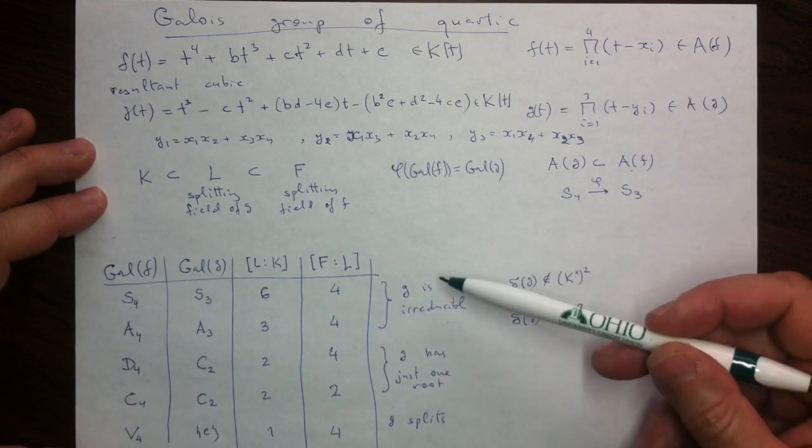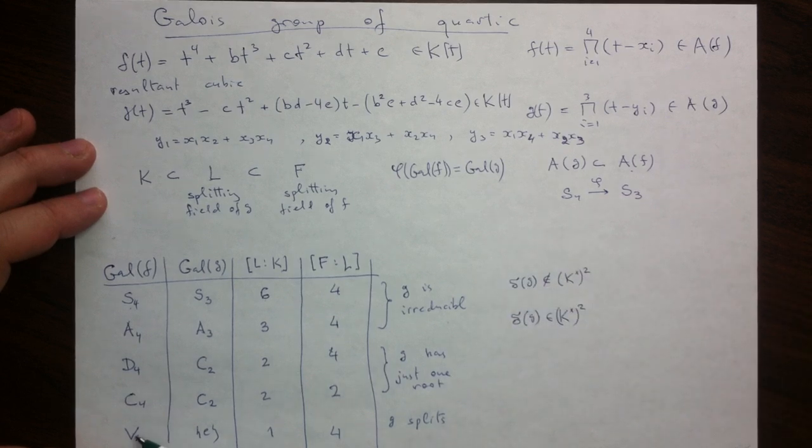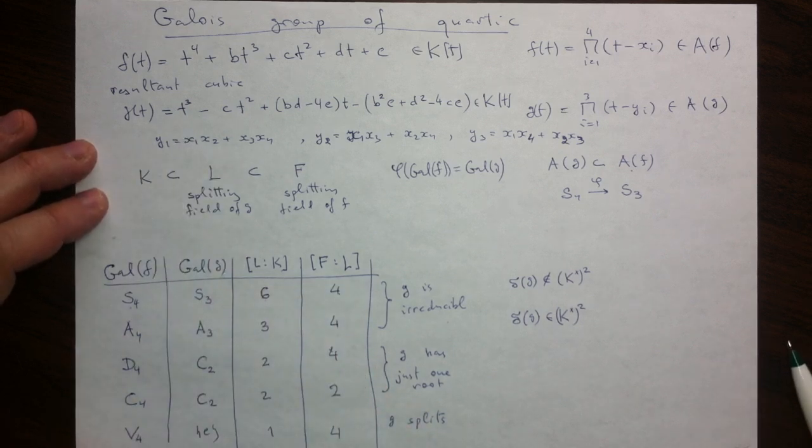So this is a characterization in the sense of when do we have each particular answer for the Galois group depending on the resultant cubic and the original polynomial as well.